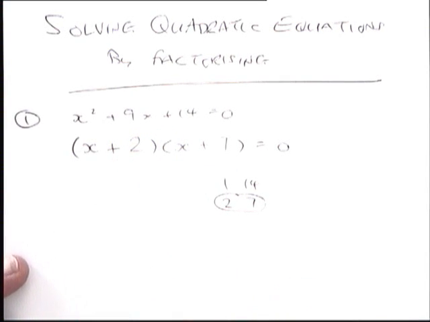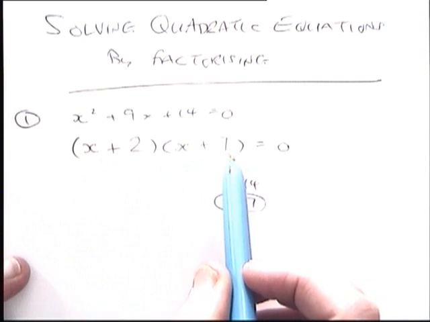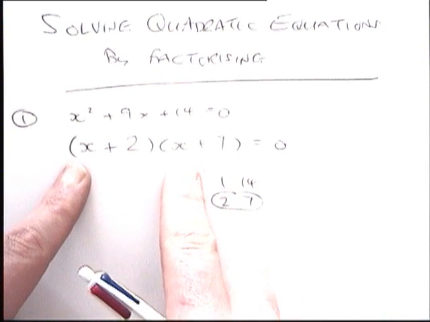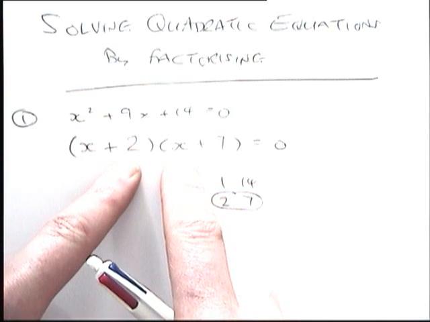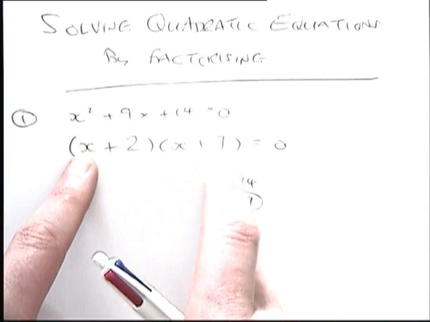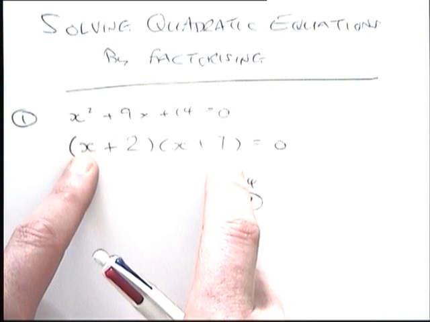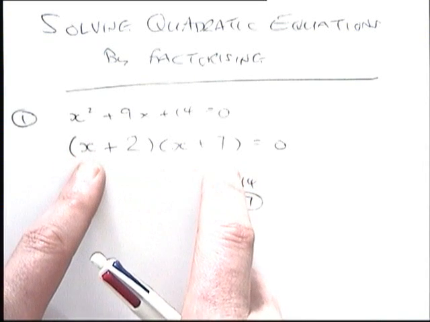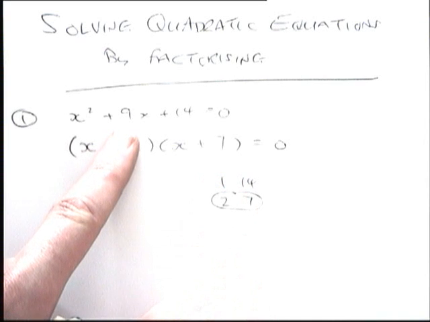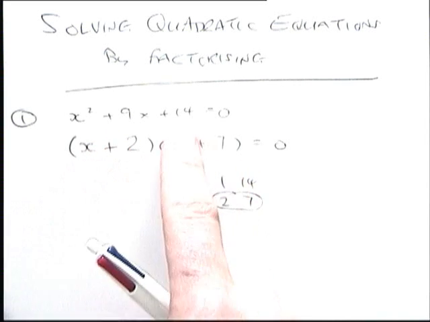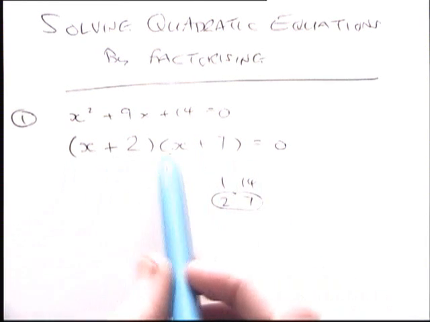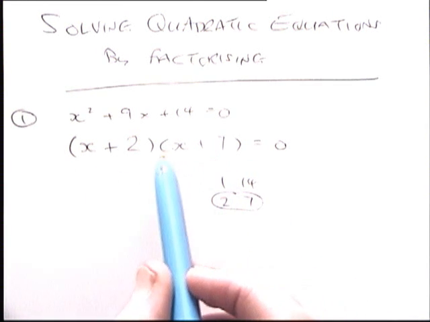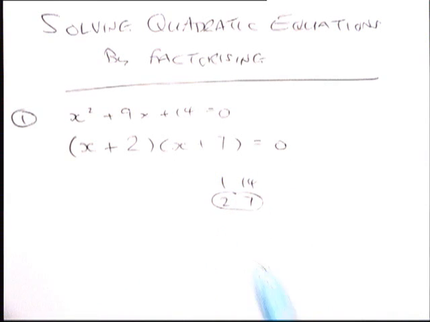Now if I wanted to check what I've done, if I multiplied those brackets together I would get this. I'd have an x times an x, which gives me an x squared, a 2 times an x, which gives me 2x, and an x times a 7, which gives me 7x. And if I add my 2x and my 7x together, I get the 9x. And the 2 and the 7 multiplied together give me 14. So I've now got this bracket times this bracket equals 0.